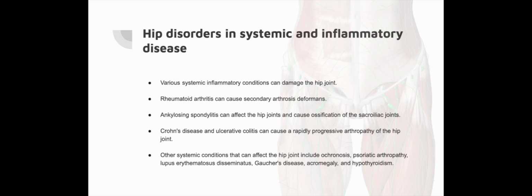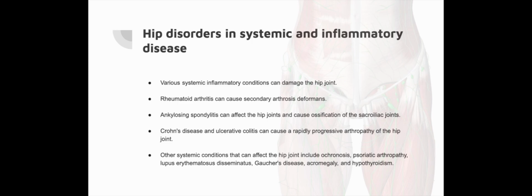Hip disorders in systemic and inflammatory disease. Hip joint involvement is a common complication in various systemic inflammatory conditions, posing diagnostic and therapeutic challenges. Rheumatoid arthritis frequently affects the hip, leading to secondary arthrosis deformans. Early treatment is crucial, and advanced cases may require total hip replacement.